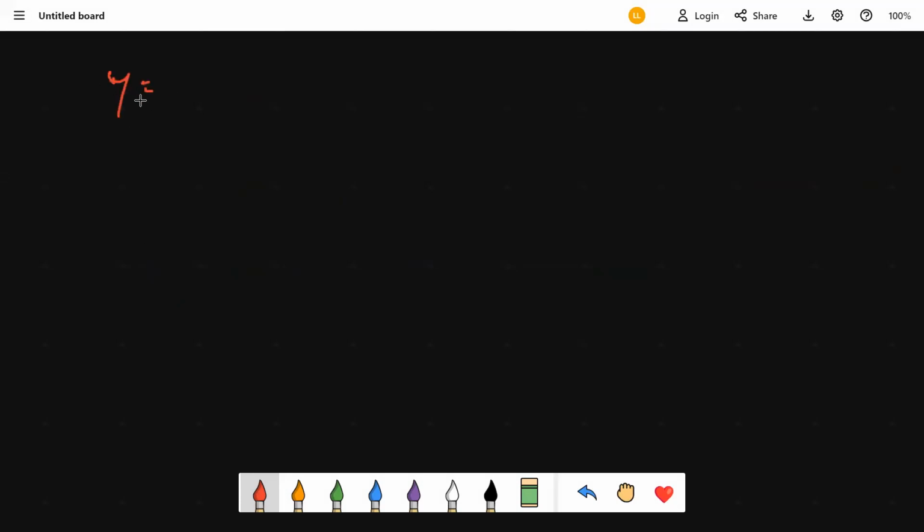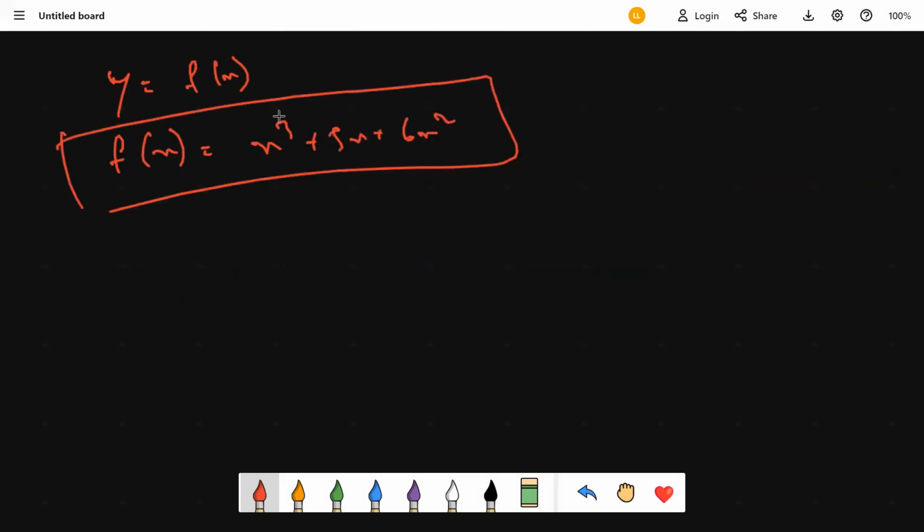We can also represent a function as y equals f(x). So instead of writing y equals a certain equation, the equation could also be written as f(x) equals, let's say, x cubed plus 5x plus 6x squared. In this way, we can also write the equation. Let's try to find the differentiation of this equation as well.